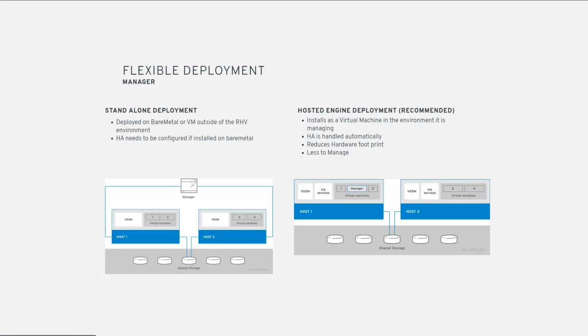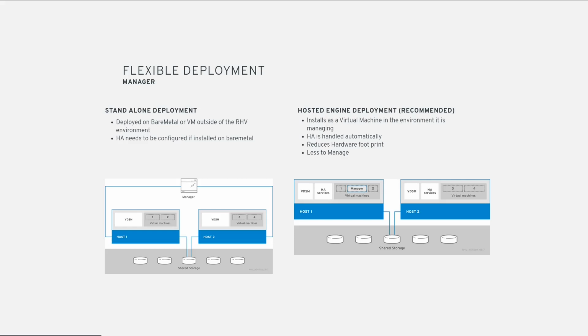When deploying the oVirt engine or the RHV Manager, you have two deployment options. First is a standalone deployment, which means the oVirt engine is running on a bare metal system or an external virtualization infrastructure. HA will need to be configured manually when using this model.